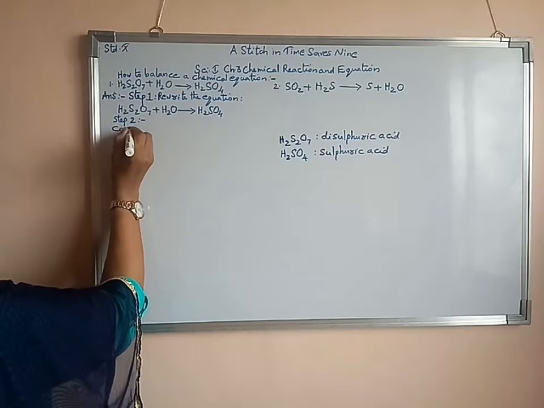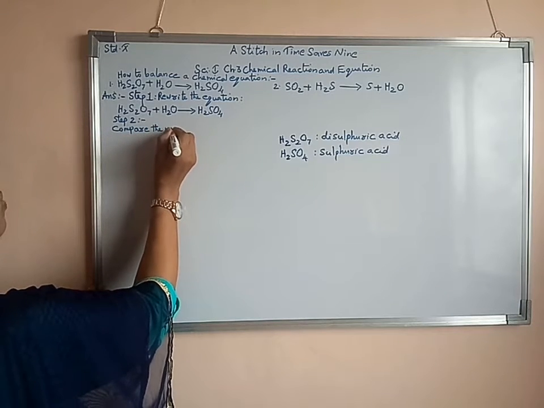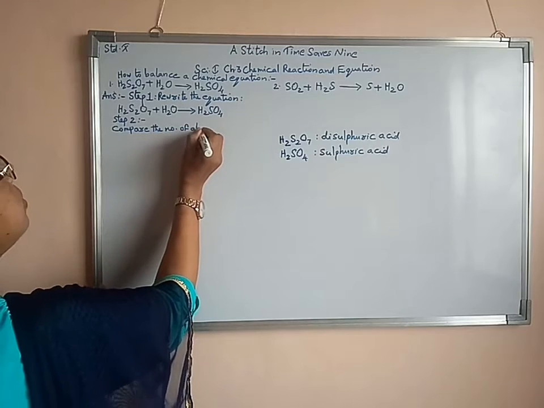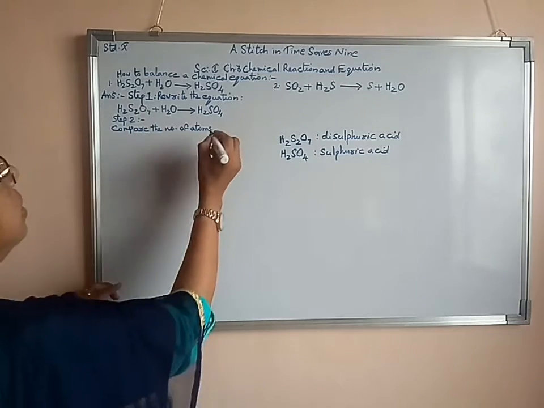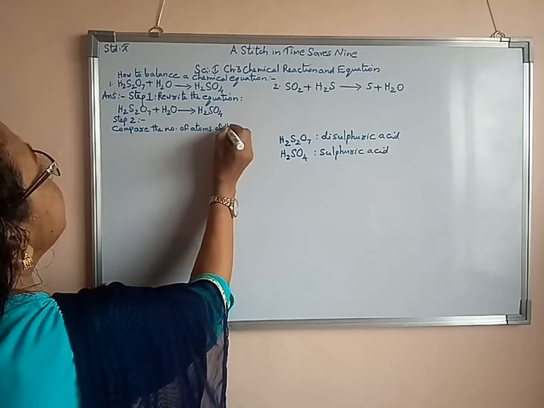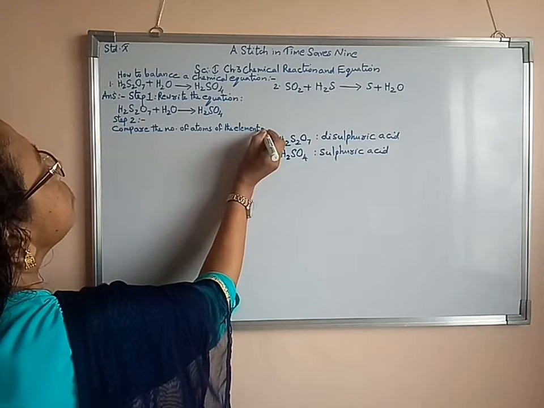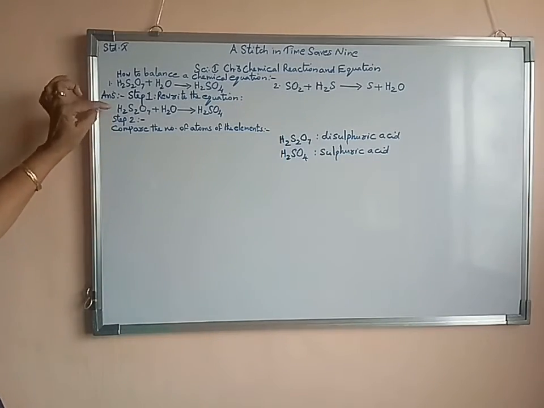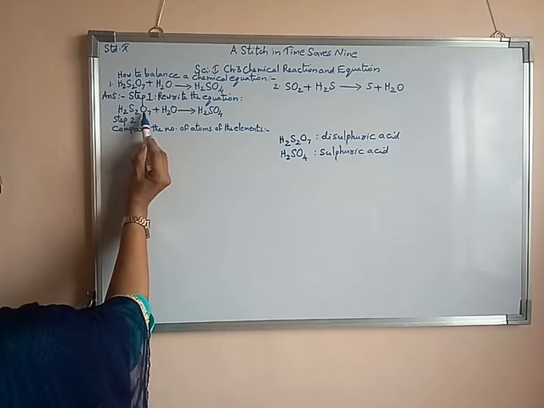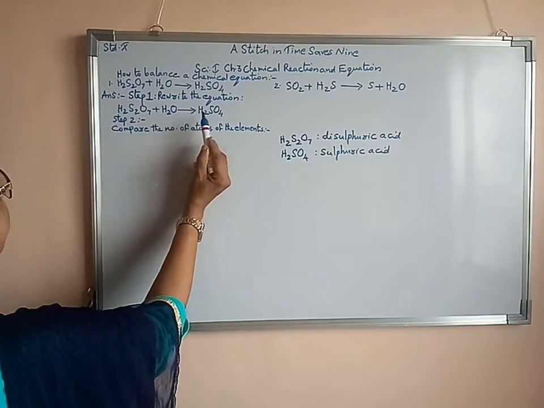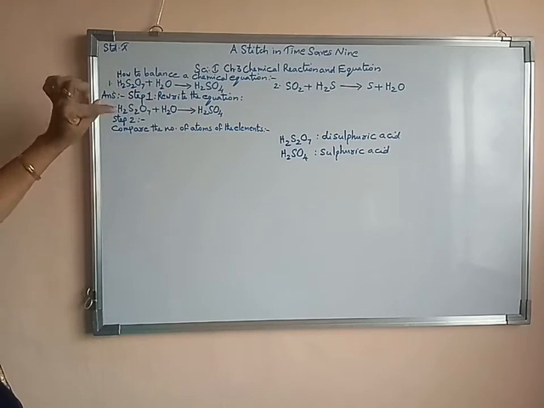Now step 2. The heading is: compare the number of atoms of the elements. Now here different elements are there. Hydrogen is there, sulfur is there, oxygen is there. Here hydrogen is there, oxygen is there. Here hydrogen, sulfur, oxygen. Now how many atoms of these elements are there?